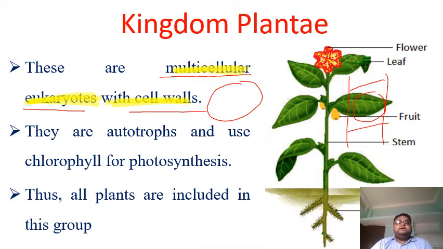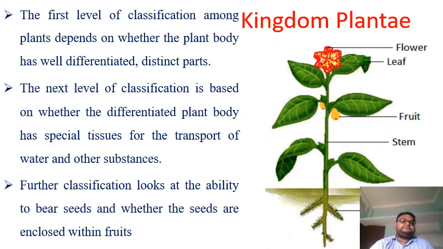Okay, students? Right. So they are autotrophs. The plants are autotrophs and use chlorophyll for photosynthesis. Okay, students? So the members of the kingdom Plantae are autotrophs and they use chlorophyll for photosynthesis. Okay, students? So all the groups of plants, right? Be it any plant, it is included in the kingdom of Plantae. Okay, students, right? So now let's move ahead.